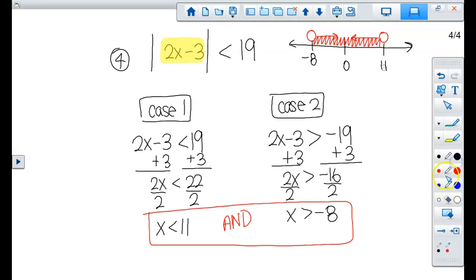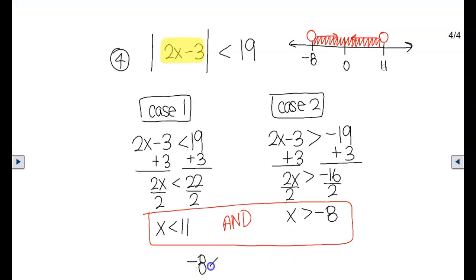Now don't forget, because this is an AND, that we could condense this. To condense it, you would pick the inequality that has the smaller value in it, which is this one. x is greater than a negative 8, and you would flip that over. So x is greater than negative 8 would become negative 8 is less than x. And then my x is sitting there waiting for me to say that x is less than 11. So I don't have to write x again. I can just put x is less than 11 right on the end of that. So that would be my condensed version.